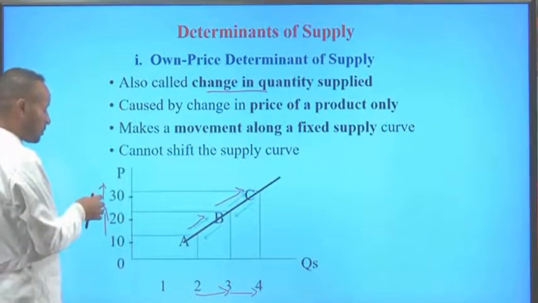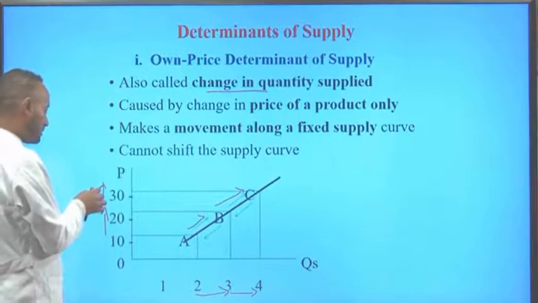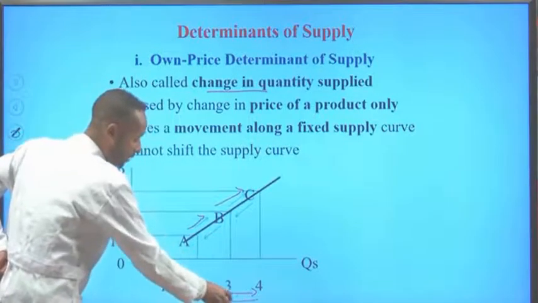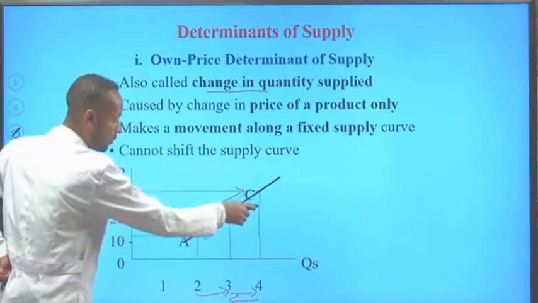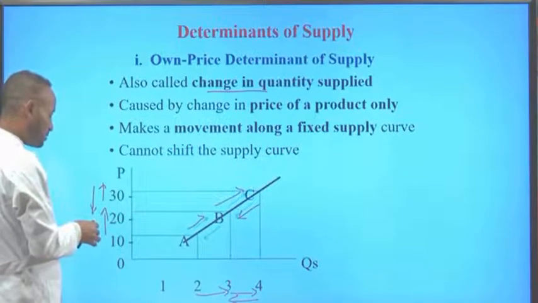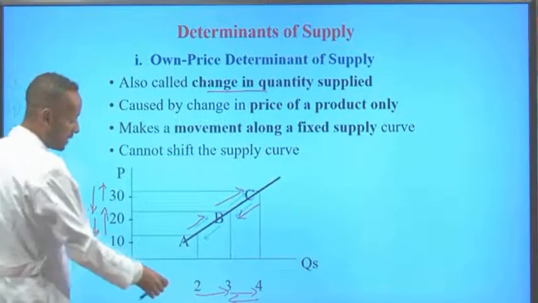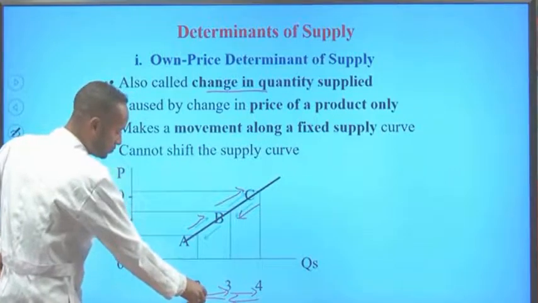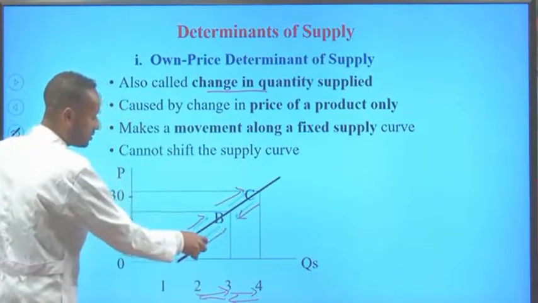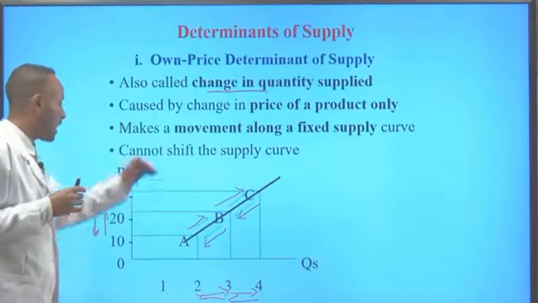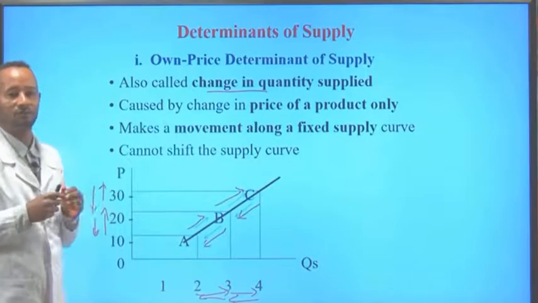As the price of a kilogram of orange decreases from 30 to 20, the quantity supplied of orange decreases from 4 kilograms to 3, a movement from point C to B. And finally, when the price decreases from 20 to 10, then the quantity supplied declines from 3 kilograms to 2 kilograms. It's a movement from point B to A. So with the change in price of a commodity, there is a movement along a fixed supply curve.